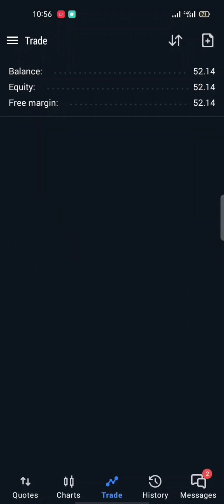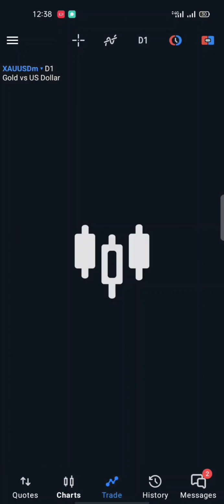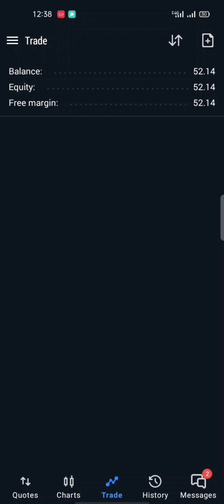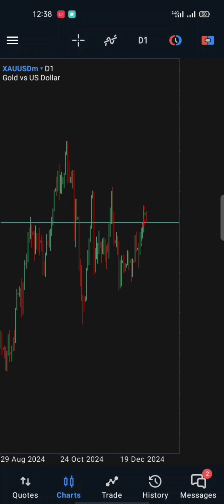And we're currently up $52.14. So guys, at this very point, we enter our next trade with a balance of $52.14. We enter our next trade, and this is XAUUSD. At this very point, I've seen a very nice setup.